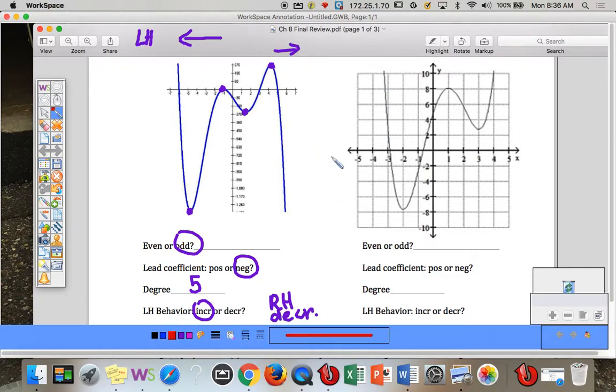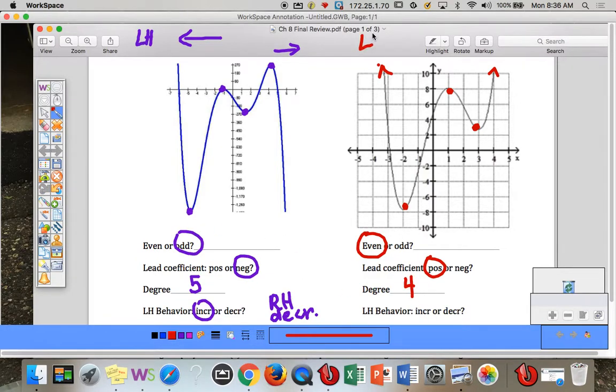It's a field goal function. They both end up, so this is an even function. The lead coefficient is positive because they end both going up. The degree, let's count the number of zeros. 1, 2, 3. Or the number of turning points, not zeros. So there should have been turning points over here as well. So there's 3 turning points, so the degree is 4. Let's put this 4 here.